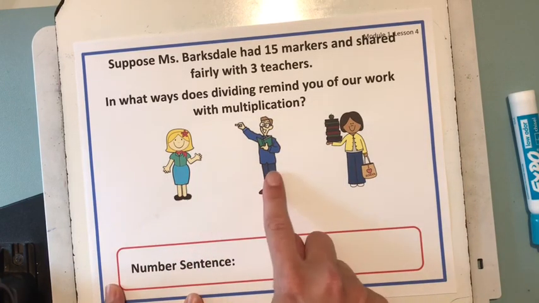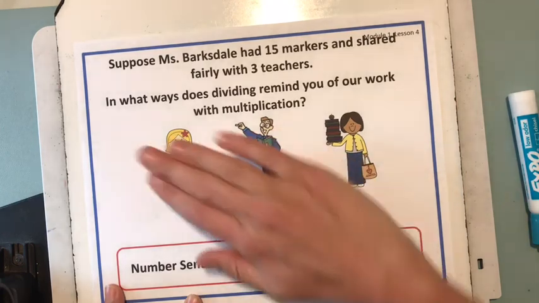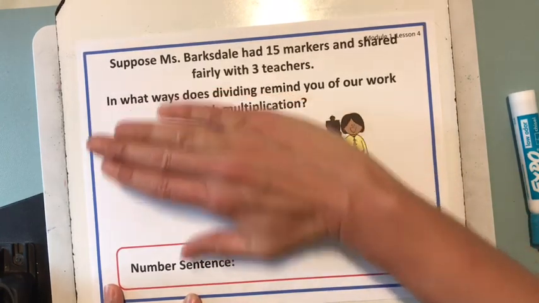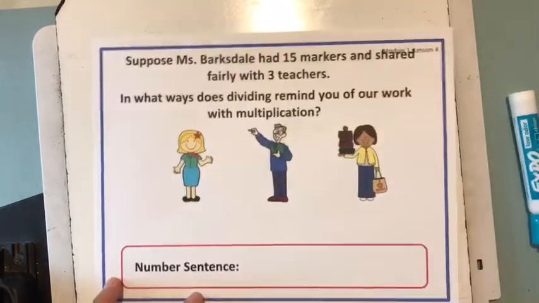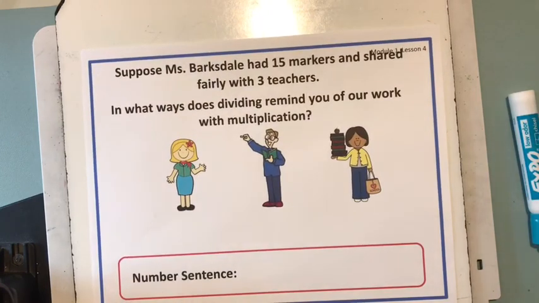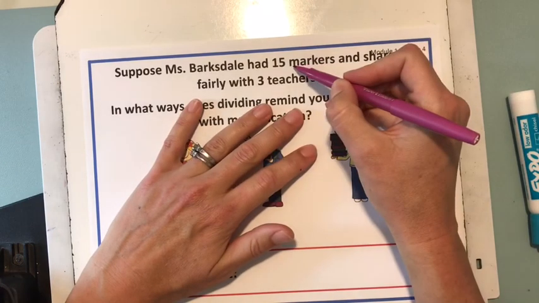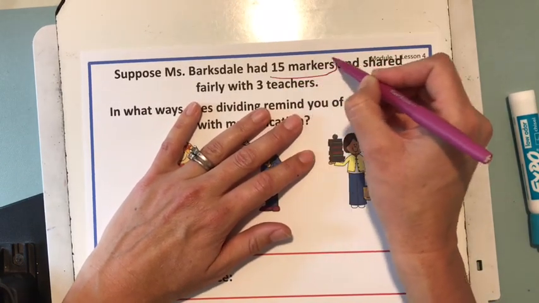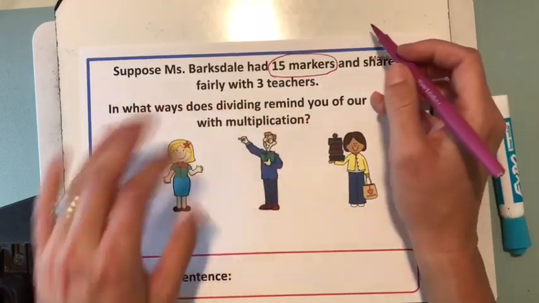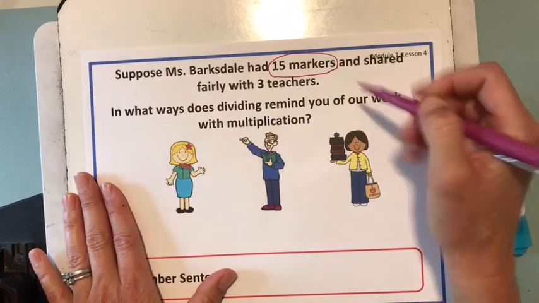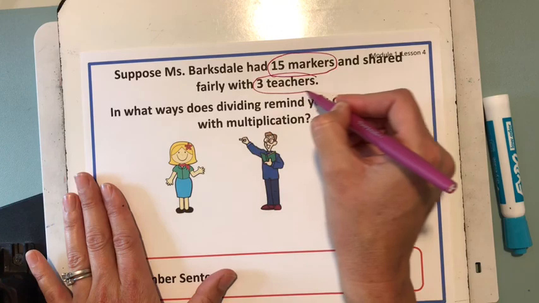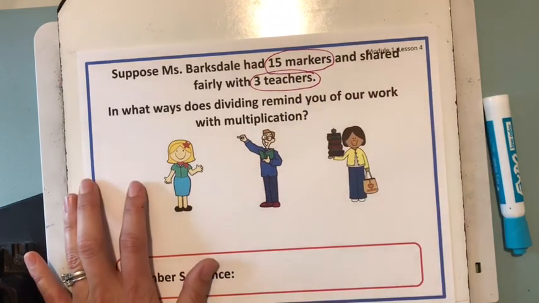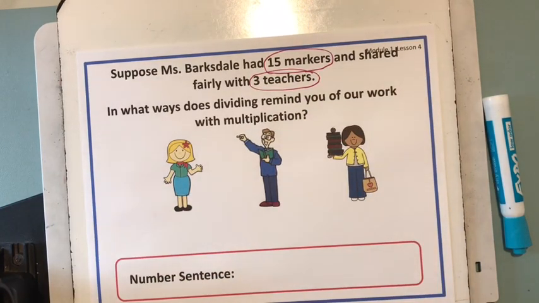Let's figure out how we can solve this problem first. We're not going to look at the question that's on there. Let's solve this problem. Do we know the total? Do we know how many markers she has all together? We do. She has 15 markers all together that she can share between the 3 of us, right? So there are 3 teachers and 15 markers all together.